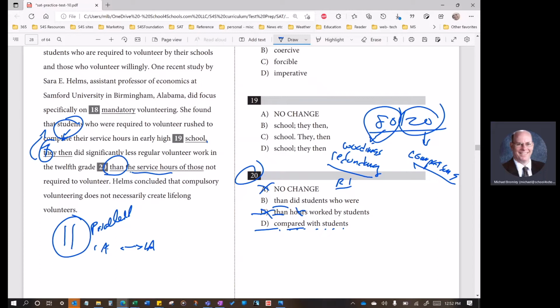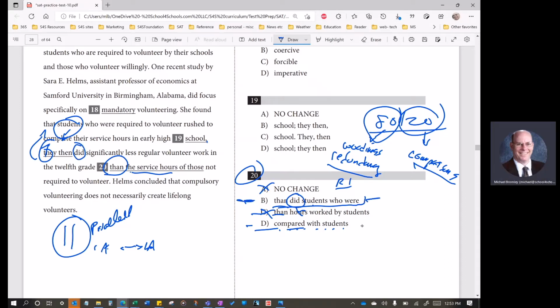All right. Now we look at this and I go, well, this is then did students who were, and compared with. Let's see if we can eliminate this one first. They then did, okay, the students, this then did, that's fine. I got this kind of backwards. My students did, which students who were not required to volunteer. So this did is parallel. It's okay. I cannot eliminate this.